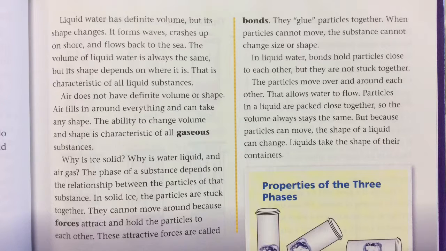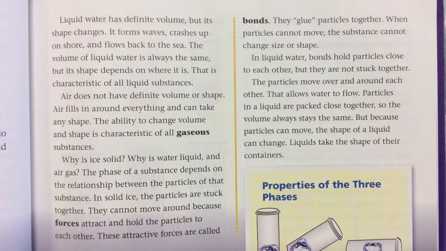Air does not have definite volume or shape. Air fills in around everything and can take any shape. The ability to change volume and shape is characteristic of all gaseous substances. Why is ice solid? Why is water liquid and air gas? The phase of a substance depends on the relationship between the particles of that substance.